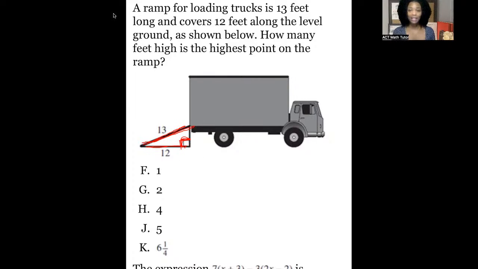So if you remember from geometry class, this is a right triangle, and that means the Pythagorean theorem applies to the lengths of the sides of the triangle. So you can determine this unknown distance, which is going to be the highest point on the ramp from the ground to the top there, using the Pythagorean theorem. Remember that would be a squared plus b squared equals c squared. And it's important to know that the c is always going to be the hypotenuse or the longest side.